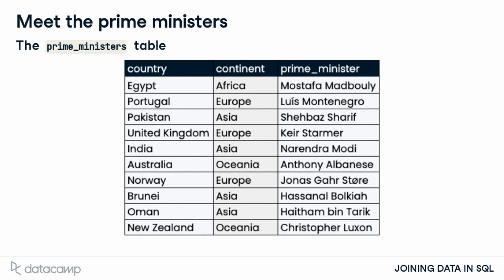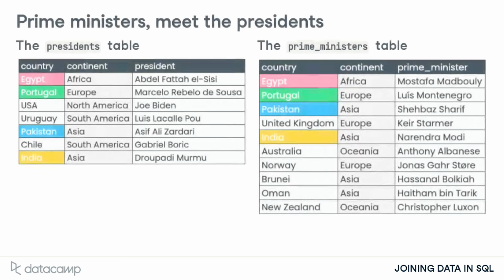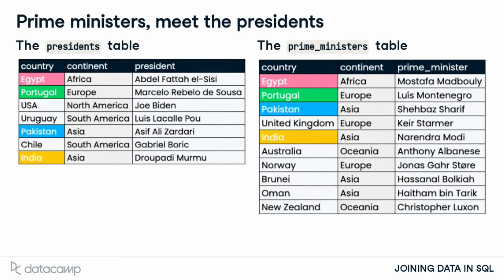Here's a snippet of the prime ministers table from the same database. Suppose that we're interested in countries that have both a president and prime minister. In these small tables, we might notice that Egypt, Portugal, Pakistan, and India appear in both tables. For larger tables, though, it's not as feasible to identify these records by visual inspection. Here's where SQL joins can be helpful.